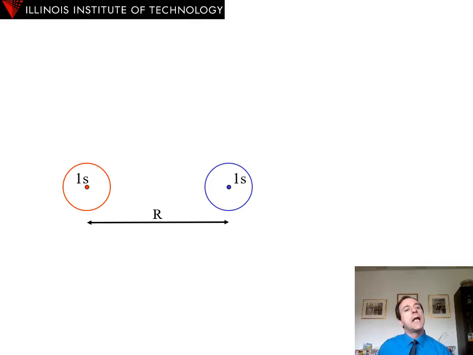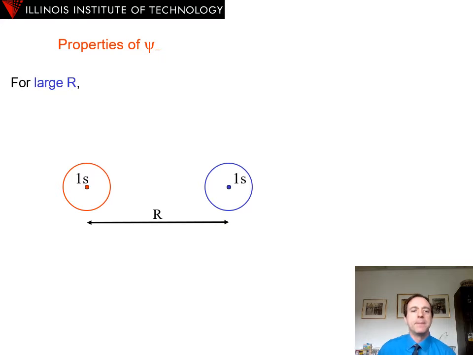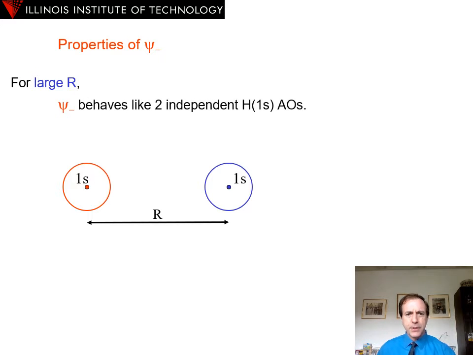Okay, so now we're going to do the same treatment. We're starting with our two 1s orbitals at some distance r, but now we're going to look at the properties of sigma minus. This is the antibonding orbital. So antibonding is kind of a strange thing to happen. For large r, we're in the same boat that we were with the bonding orbital. There's pretty much no interaction between the two orbitals, so they are independent atomic orbitals.